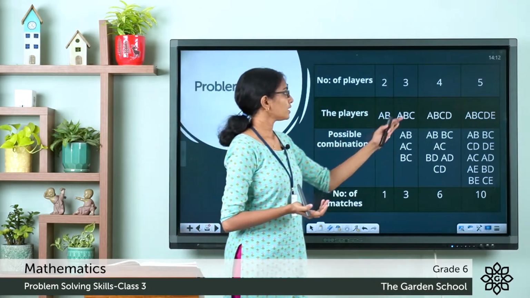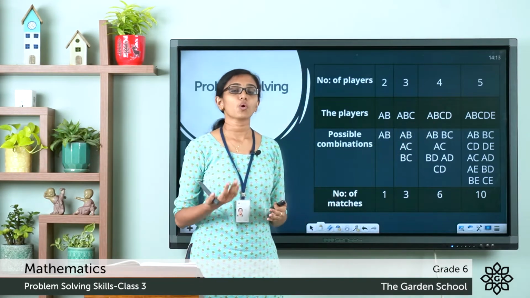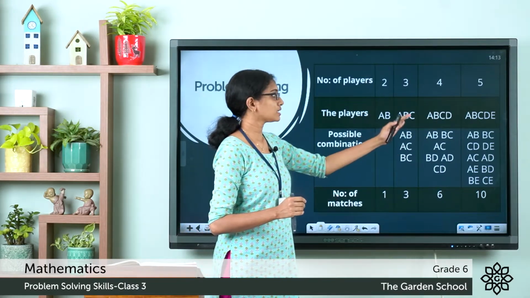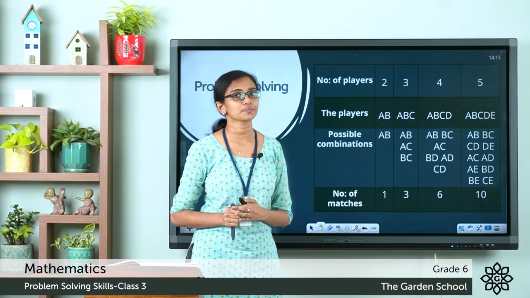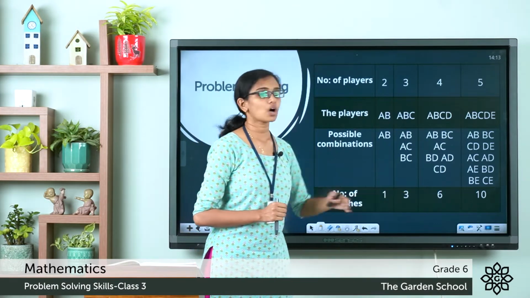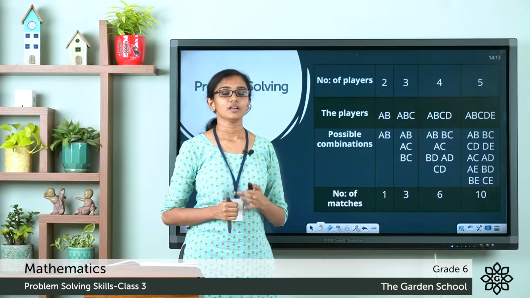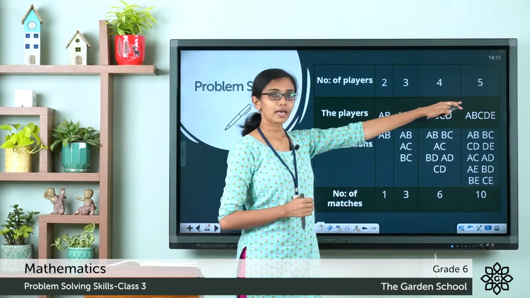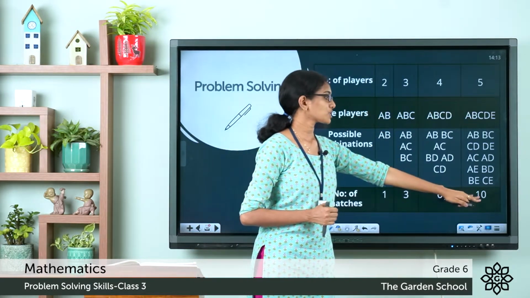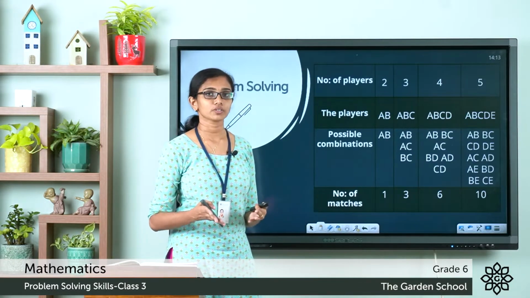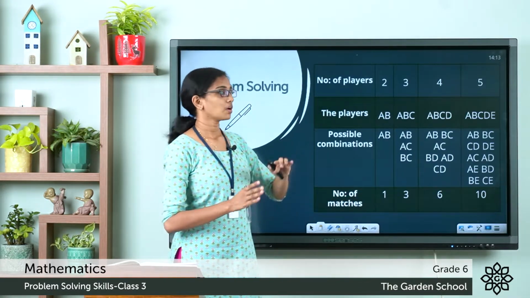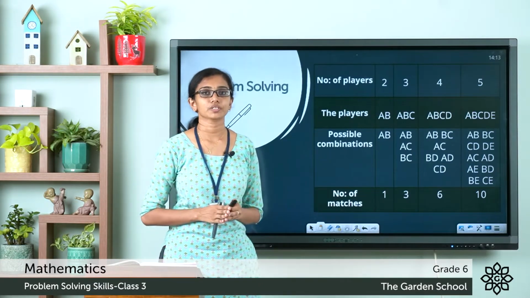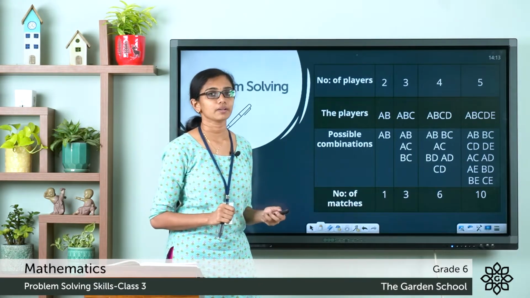Now, when there are 4 players, say for example A, B, C and D, how many possible combinations of matches are possible? There are 6 combinations possible. Likewise, when there are 5 players in the tournament, the total possible number of combinations of matches would be equal to 10 matches. Now, based on this observation, let's draw a simpler table.